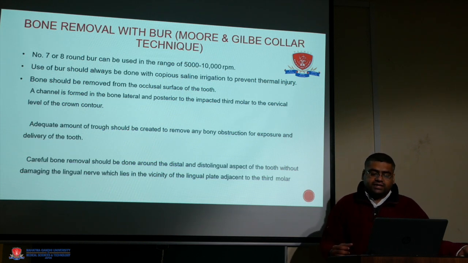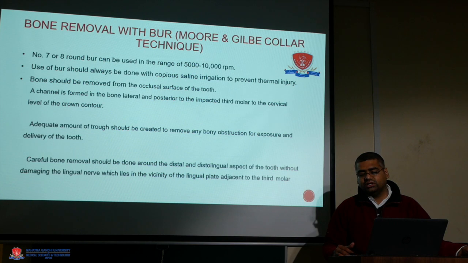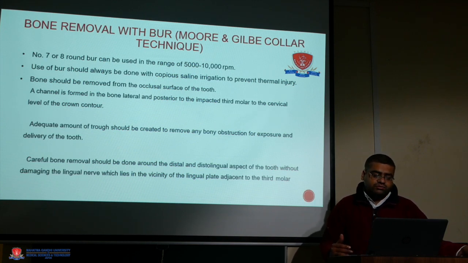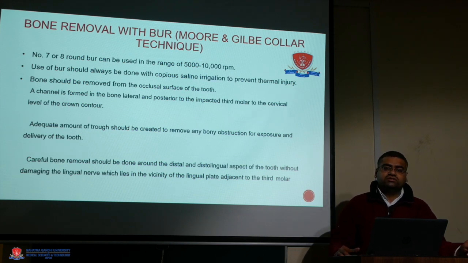Then we use a technique called the Moore and Gillbe collar technique for bone removal. In daily language, we call it guttering of the bone. A number 7 or number 8 round burr can be used at 5,000 to 10,000 RPM. Use of the burr should always be done with saline to prevent thermal injury. Bone should be removed from the occlusal surface of the tooth.